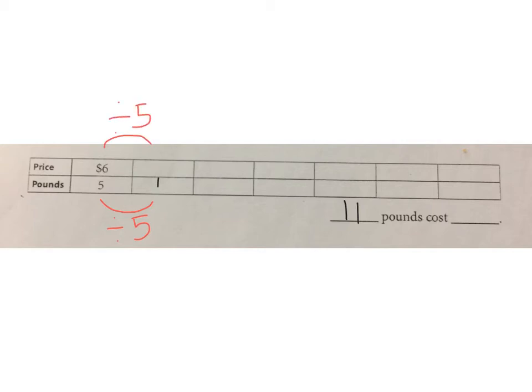So I got to do 6 divided by 5. I know that 5 divided by 5 is 1, so I got to split that $1 up into 5 equal groups. That'd be 20 cents. So I am looking at $1.20 for 1 pound. So now I can take that dollar and I can make it into 10 pounds.